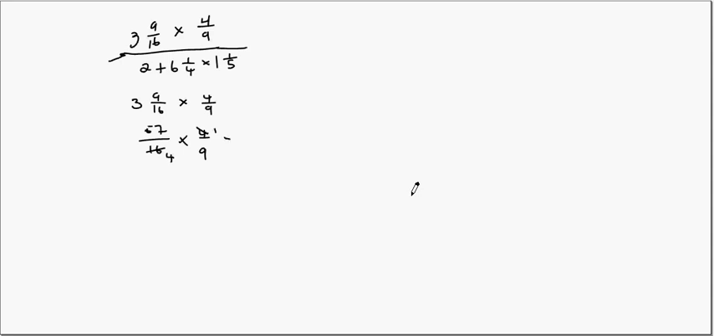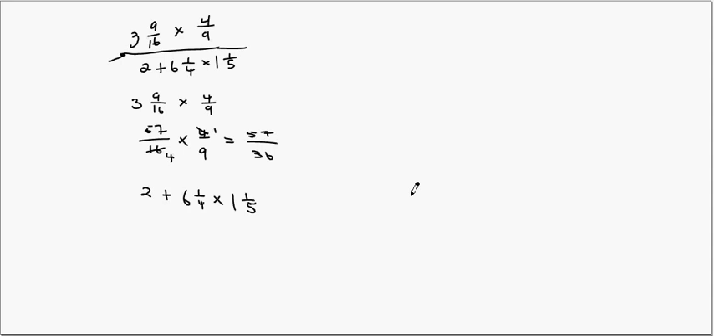So what we do next is simply multiply the numerators. 57 by 1 is 57, and 9 by 4 is 36. Okay? So that is the part at the top. What about the part at the bottom now? This part at the bottom is 2 plus 6 and a quarter by 1 and 1/5.